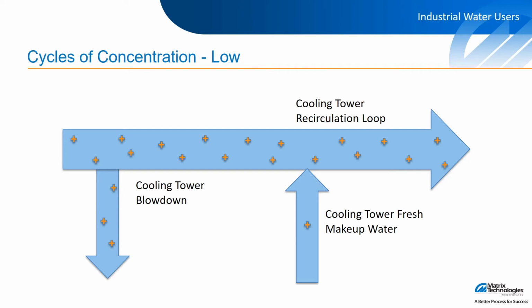In this schematic, the orange plus signs represent contaminants. If materials of construction are selected that can tolerate a higher cycle of concentration, the recirculating water can accumulate more contaminants, which means water will need to be bled off and replaced less often, reducing the overall water consumption.